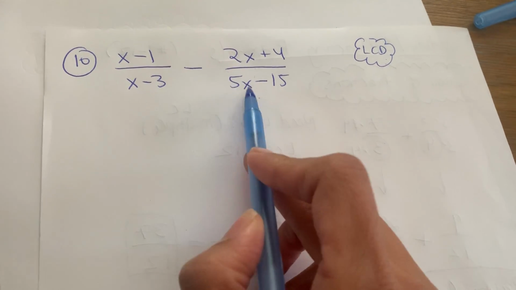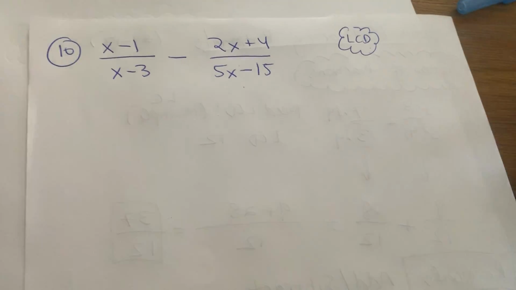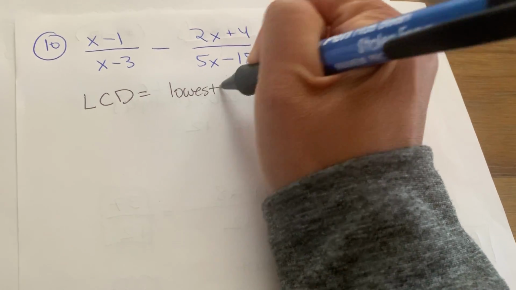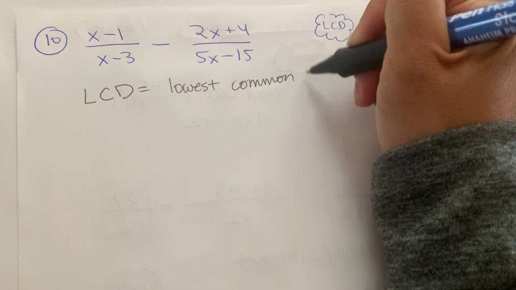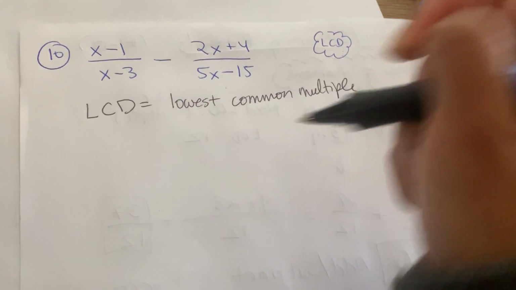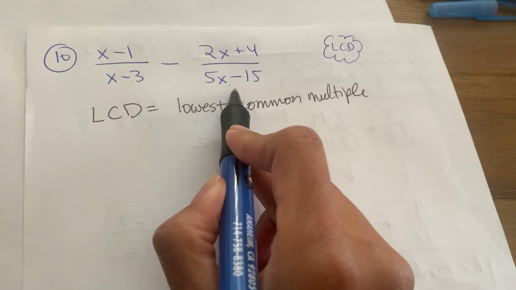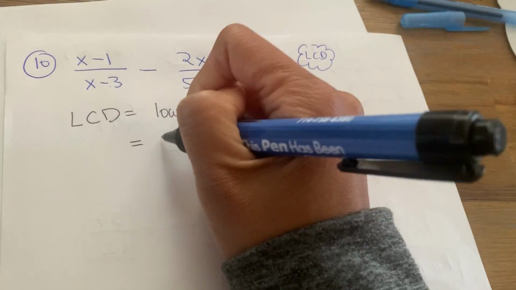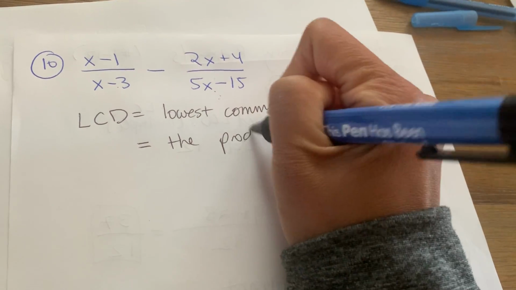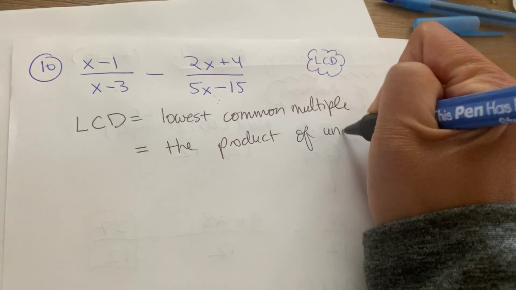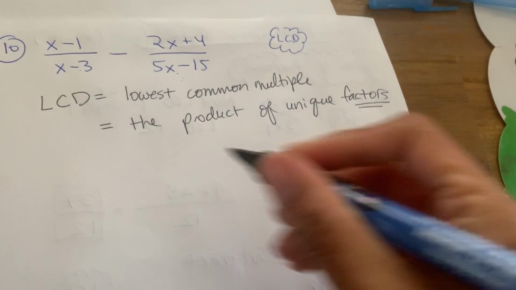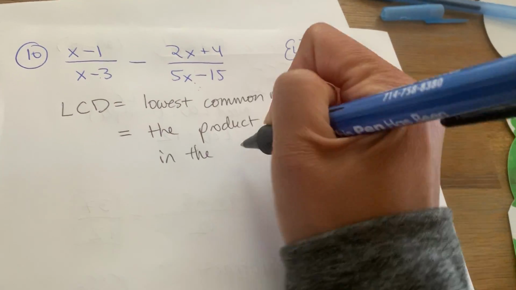So how do you find the lowest common denominator when it looks like this? And this is where the new thing comes along. The lowest common denominator we mentioned earlier can be considered as the lowest common multiple. But how do you find the lowest common multiple of polynomials? Another way of thinking of the lowest common denominator is that it is the product of unique factors. So again, that factor word keeps showing up, of unique factors in the denominator.